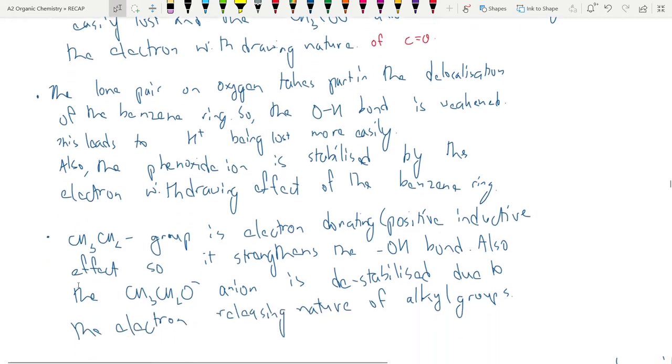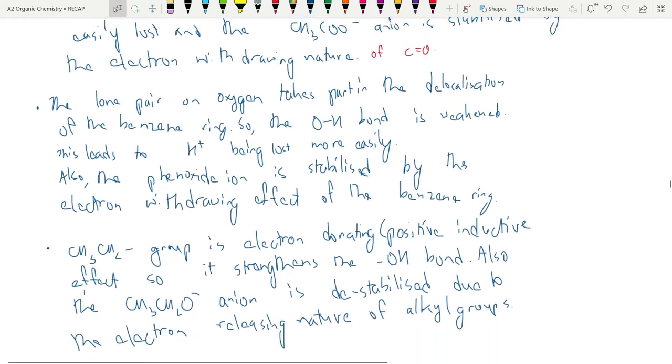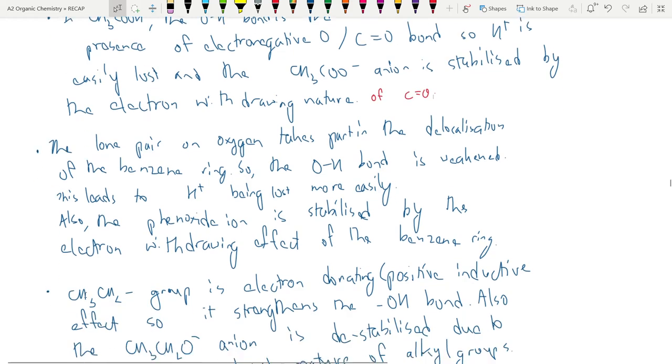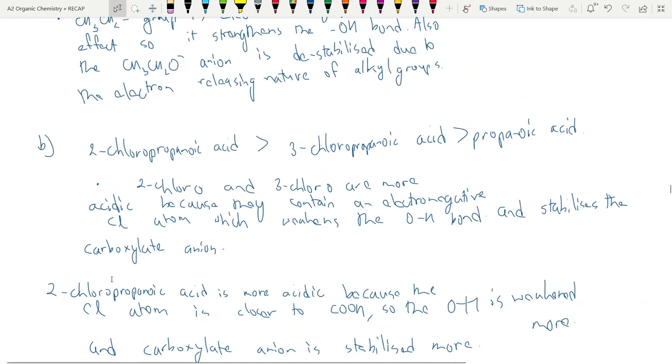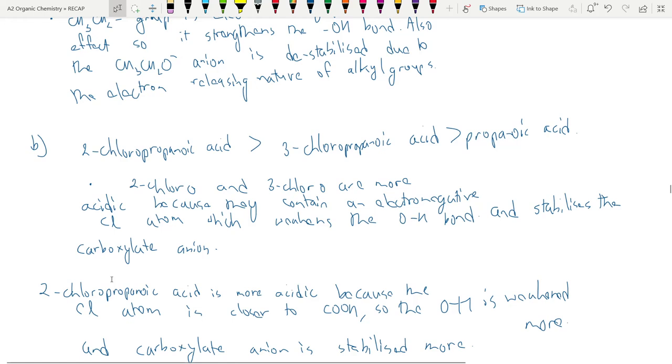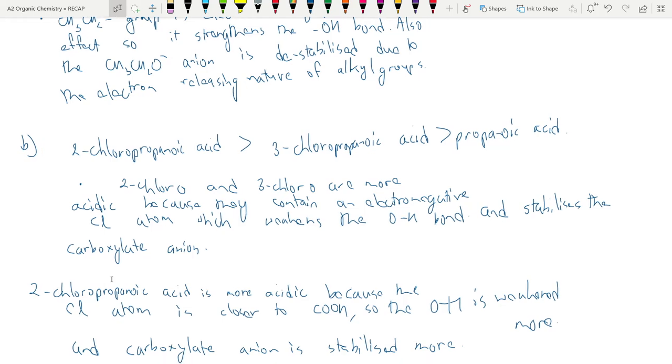Okay, so we know this. I've explained this beforehand, why ethanol is weaker and why phenol is acidic in general, right? So we need to know this as well. This is from a recent paper as well, maybe May June 20.